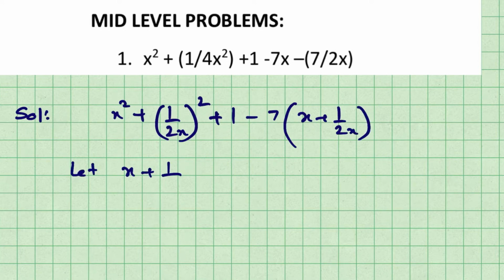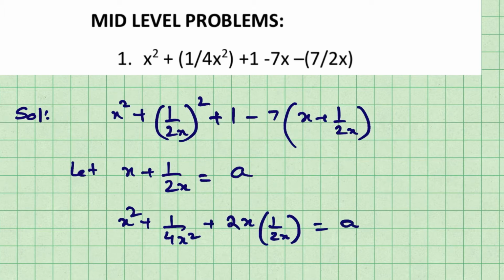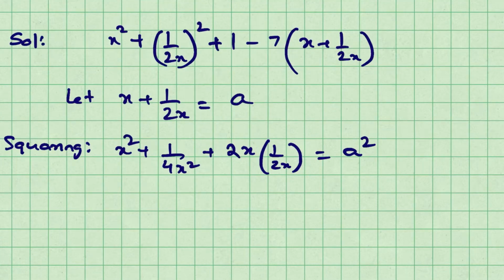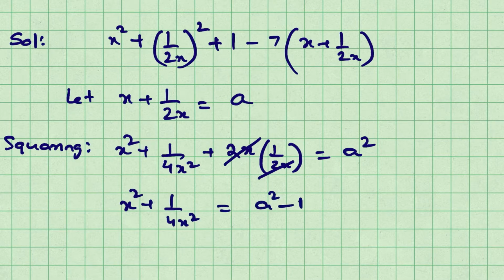Let x plus 1 by 2x be equal to a. If I square both sides, I will get a square plus b square plus 2ab, and that is equal to a square. Here 2x and 2x will get cancelled out, and we will be left with x square plus 1 by 4x square, that is equal to a square minus 1.